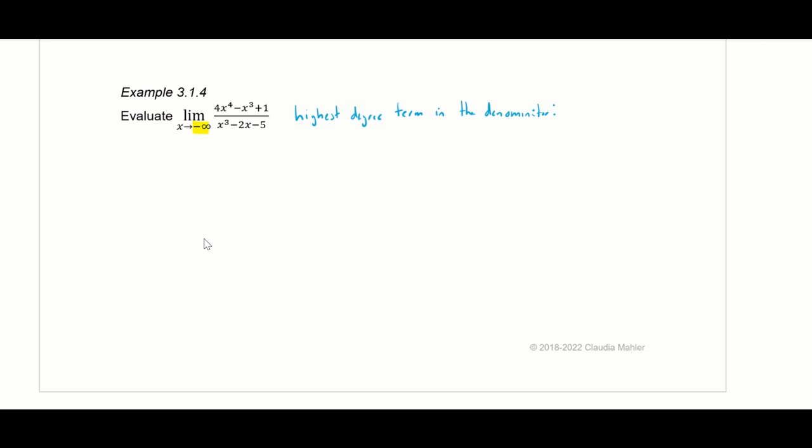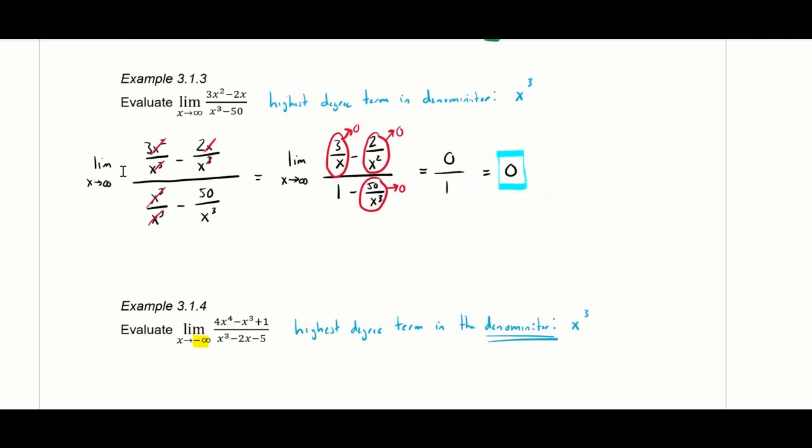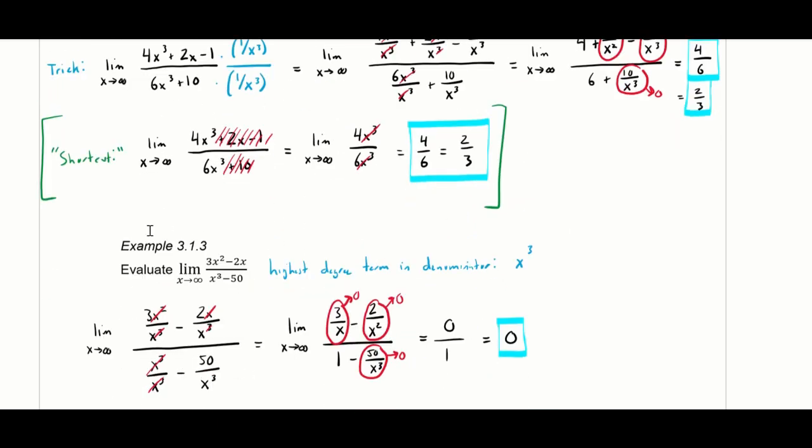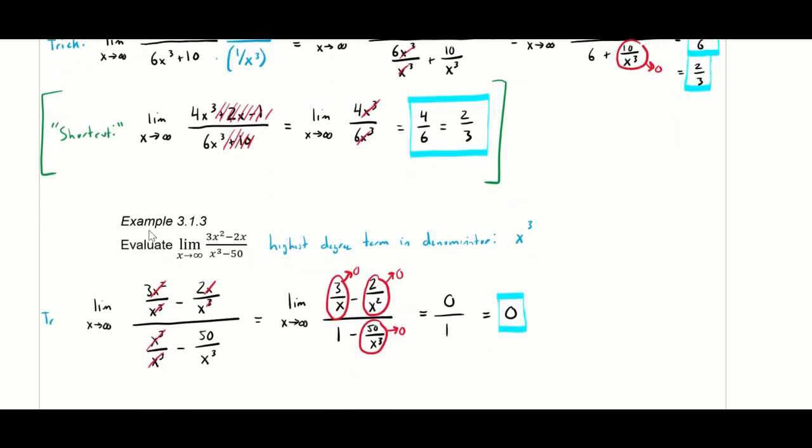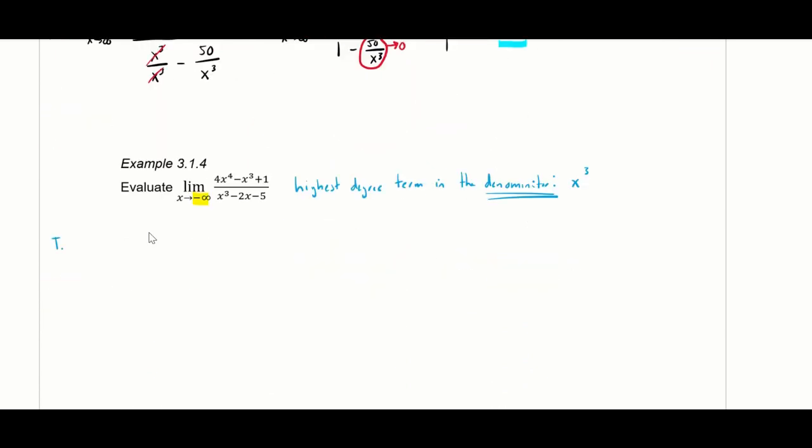So specifically what's going on down here. It's not the highest degree term in the whole expression, it's the highest degree term in the denominator, which in this case is, again, x cubed. So remember when we're using this trick, we used it here, and we used it in the first example. Remember, we're always dividing by the highest degree term in the denominator, even if it's not the highest degree term in the whole expression.